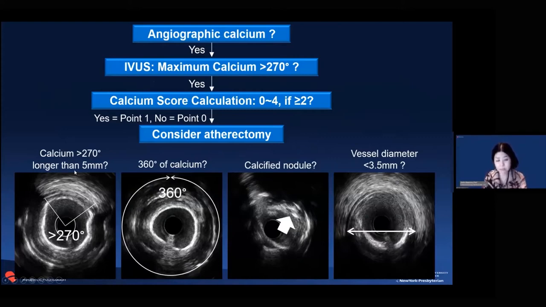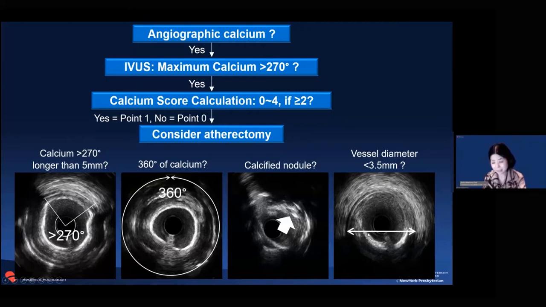The components of the calcium score: if the angle is more than 270 and longer than 5 millimeters, indicating a very diffuse long calcified region, that's 1 point. If you see circumferential calcium, that's very different compared to, let's say, 330 degree calcium. The reason is that if you have a non-calcified circumference, that makes a good dissection. That's very different compared to circumferential calcium. If so, 1 point. And a calcified nodule is really an indication of a big chunk of calcium behind. You have to remember that if it is there, that's 1 point.